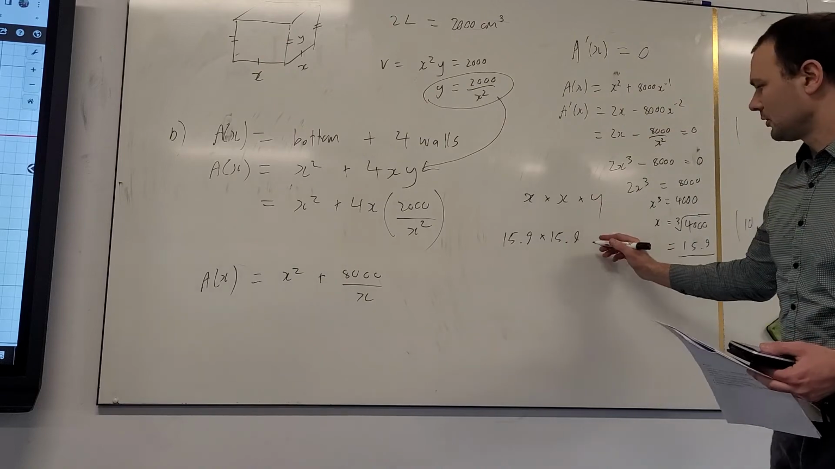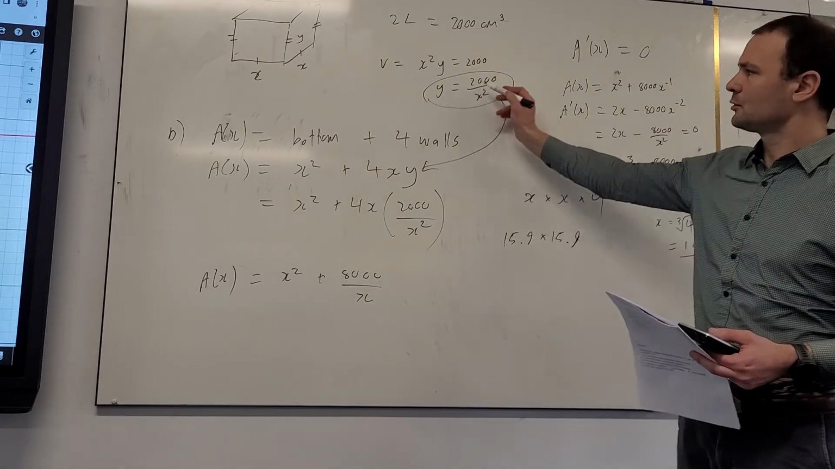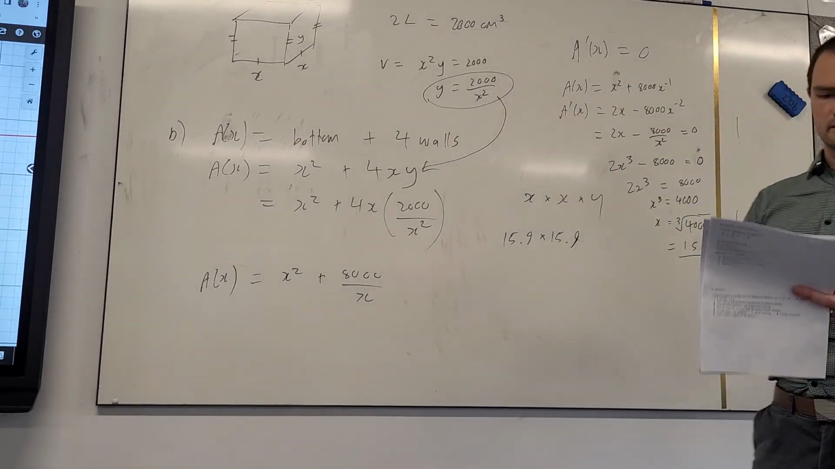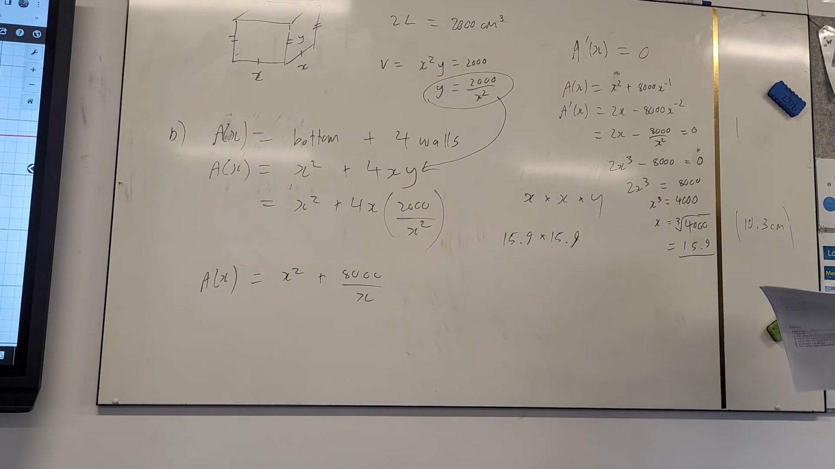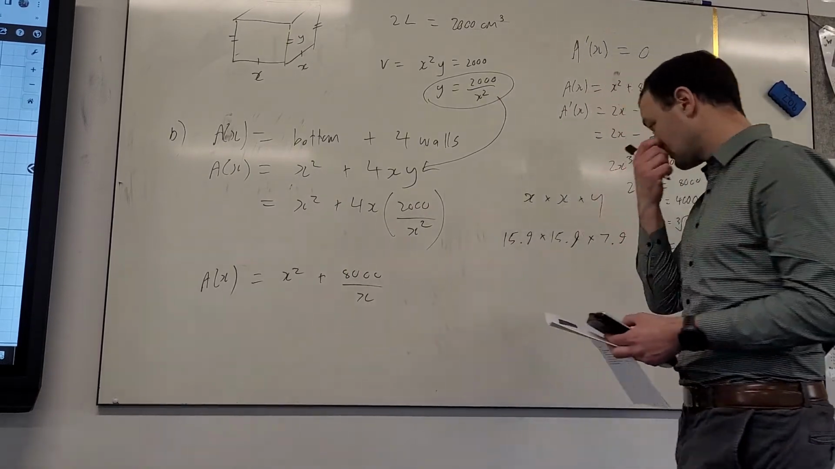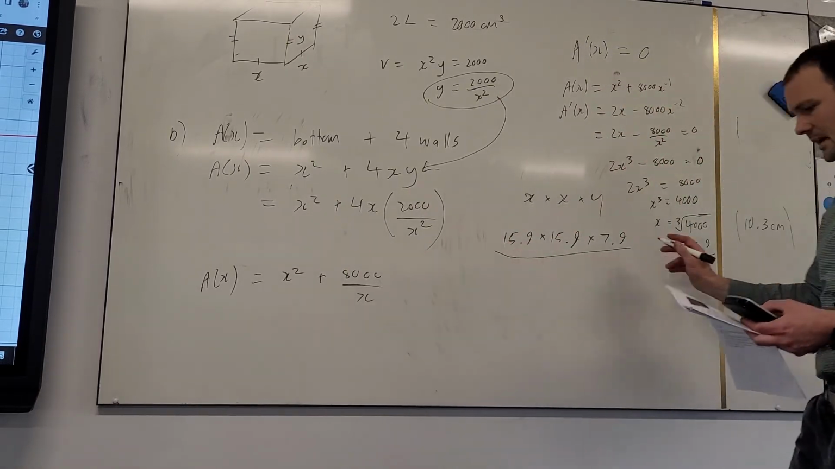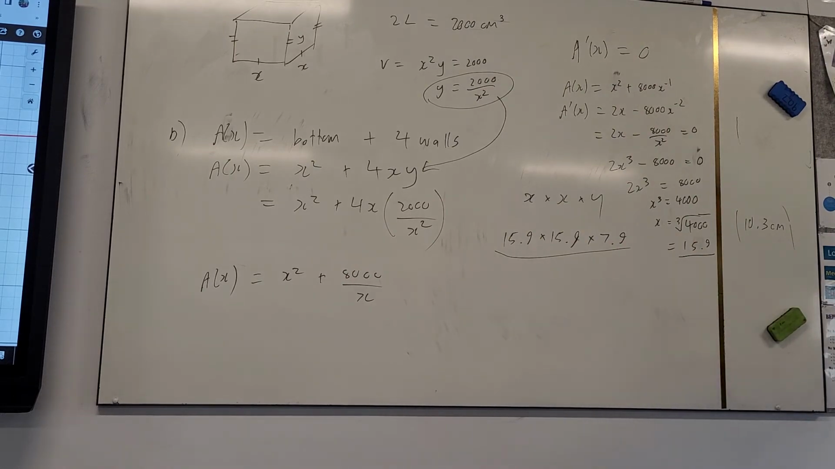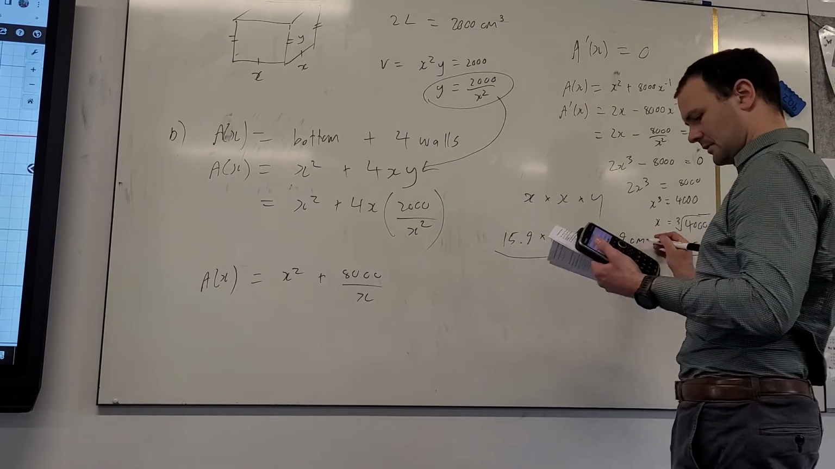What's this y value? Well, y equals 2,000 on x squared. So let's calculate 2,000 divided by 15.9 squared. Y has to be 7.9. Okay, so that's our answer to part C. We'll put some centimetres there.